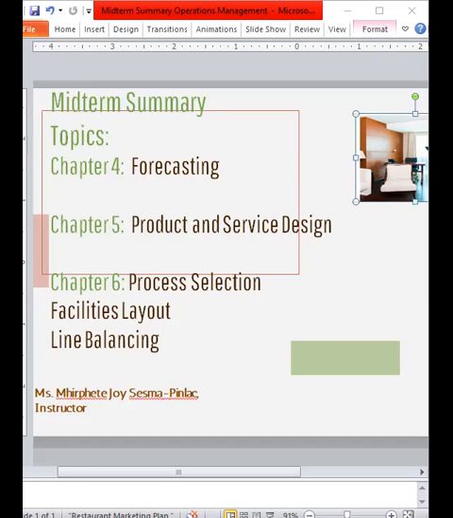This is a visual tool for monitoring forecast errors, and this is called the control chart.